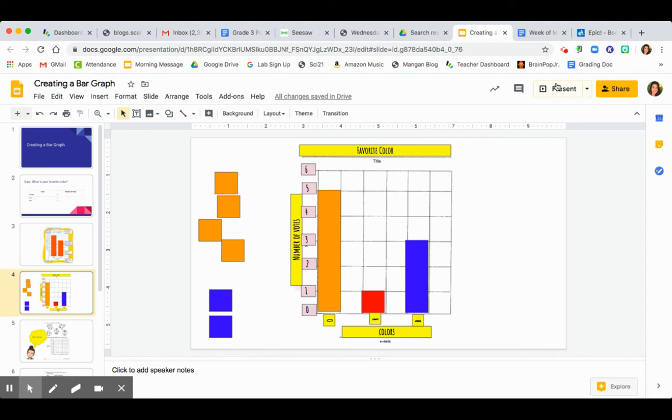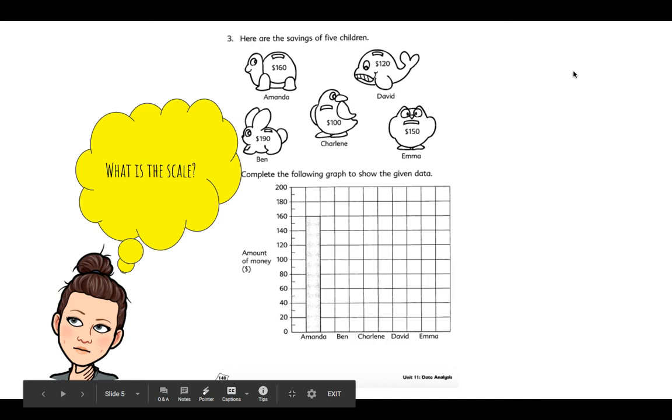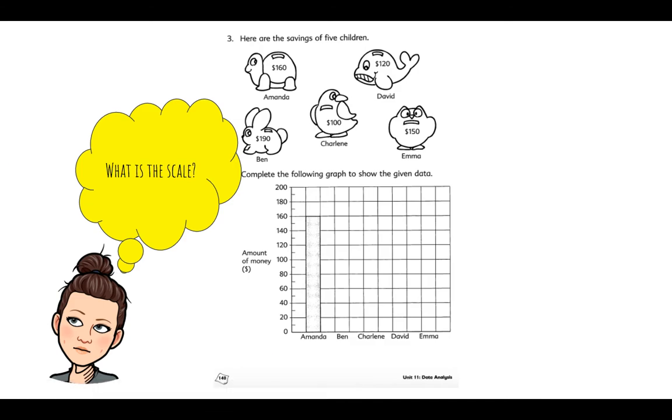So now let's look at your work for today. When you're looking at your workbook pages for today, you're going to see that the data is given in these kind of animals. So it says, here are the savings of 5 children. There's piggy banks of the 5 children. So I'm going to look at the data. I have Amanda, David, Ben, Charlene, and Emma, and they all have different amounts.